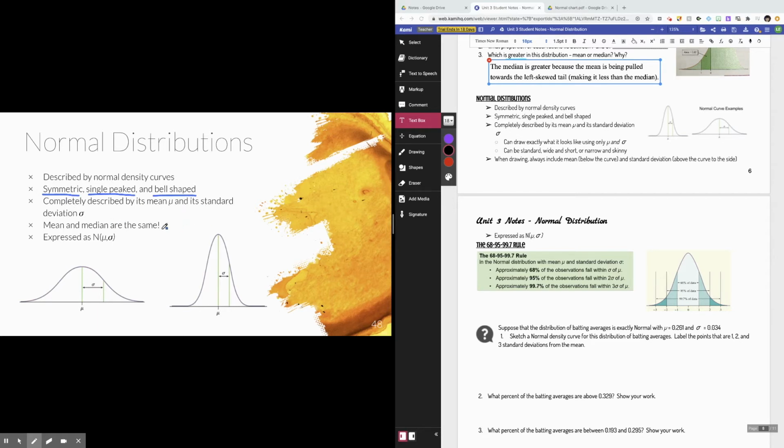So we can describe normal distributions or name normal distributions using only the mean and standard deviation, okay? In normal distributions, the mean and median are always the same, okay? And you'll sometimes see normal distributions expressed this way. This is also how you plug some information into your calculator in order to calculate some of these probabilities. So the capital N stands for normal. There again is that mu, which is the mean, and the standard deviation that comes after it, the sigma, all right?